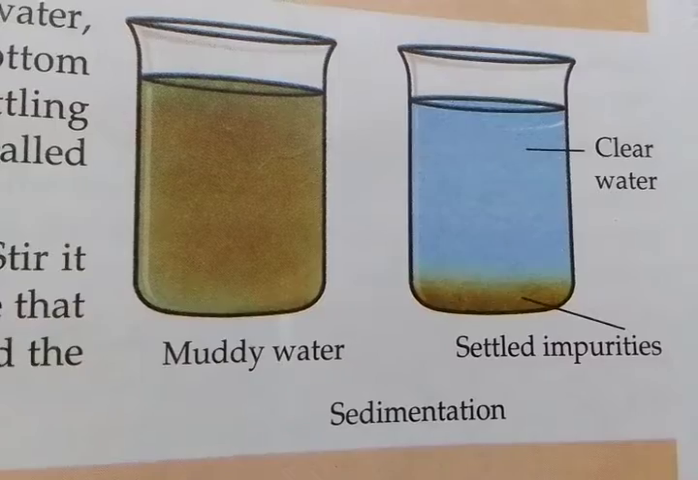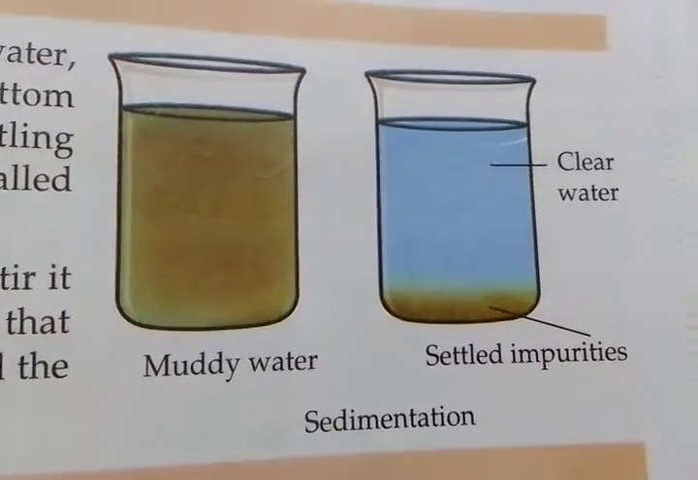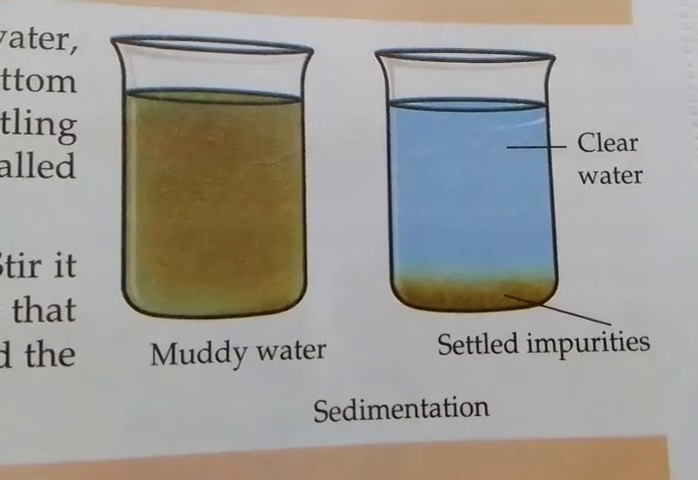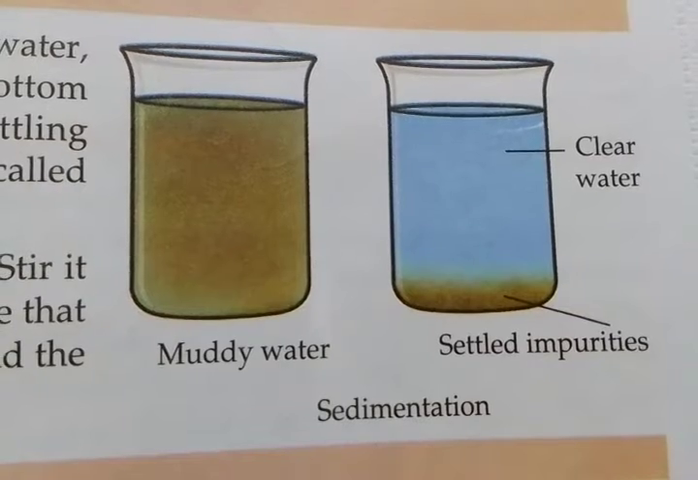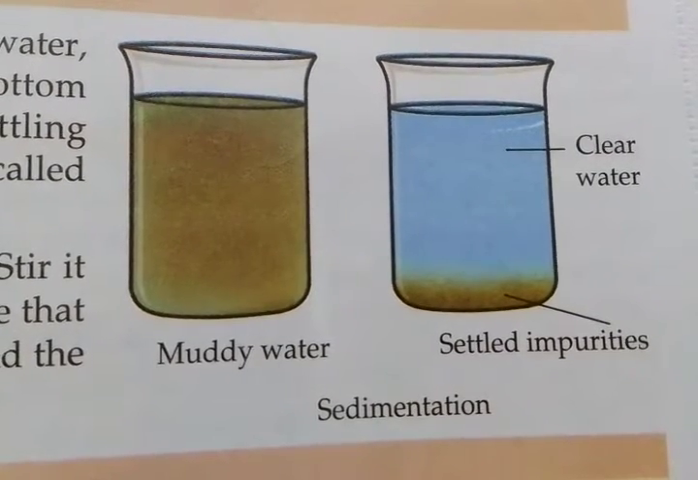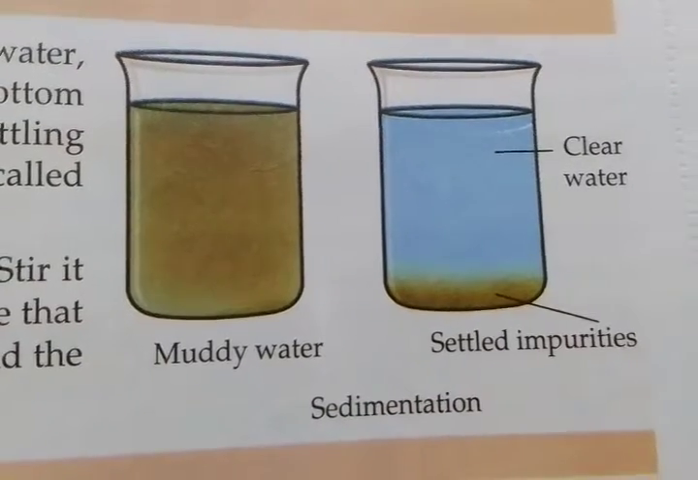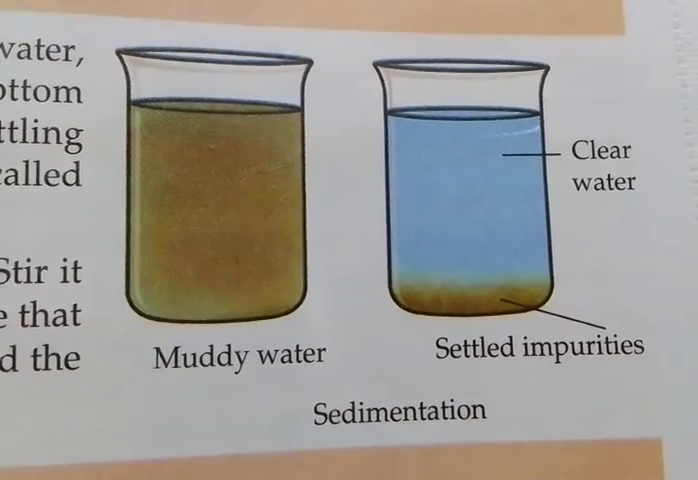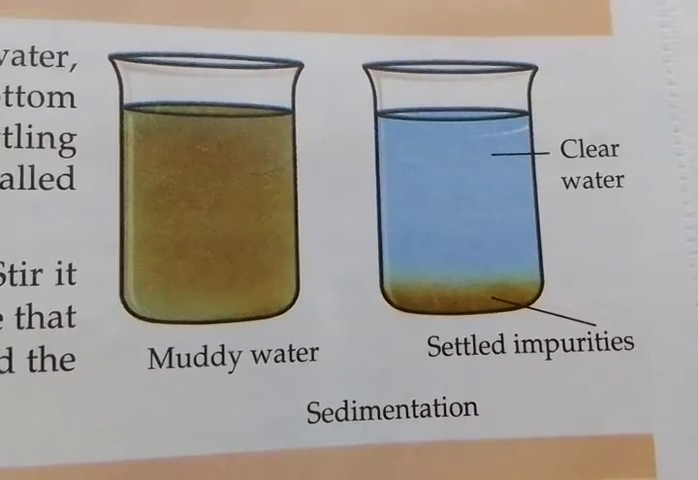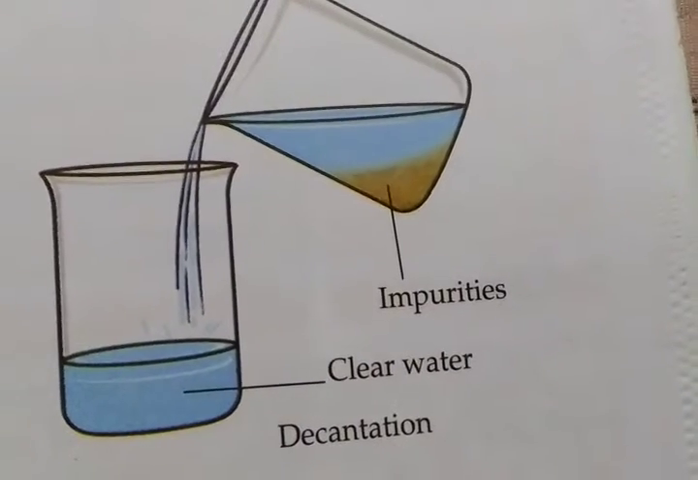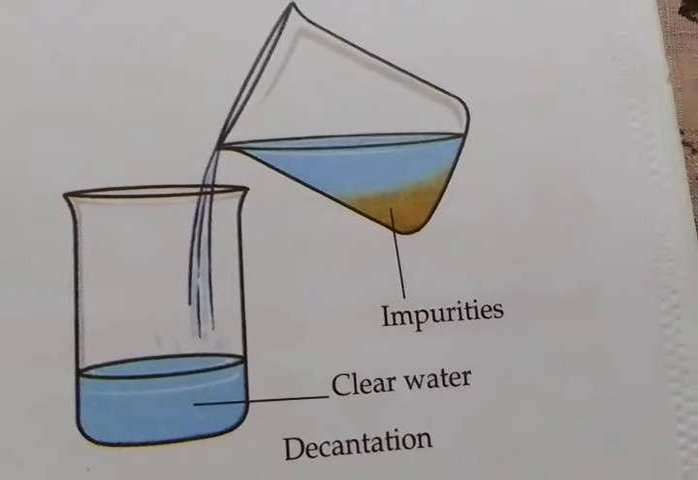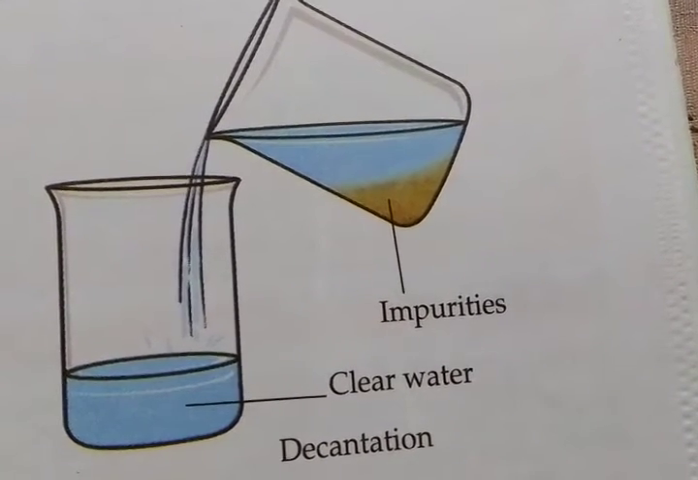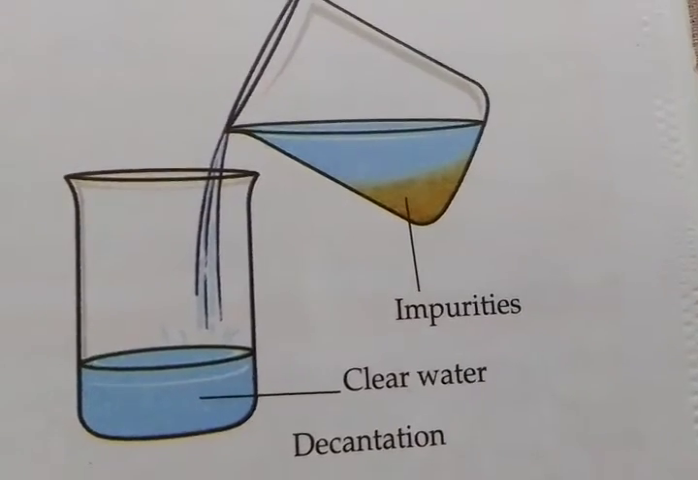When you go through an experiment, take some muddy water in a glass and then stir it and leave it for some time. You will see that the sand settles down at the bottom and the water is clean. Okay, so this is sedimentation. Now is decantation. This process is the next step of sedimentation. When the impurities settle down at the bottom of the container, we can slowly pour the clean water into another container. This process is called decantation.